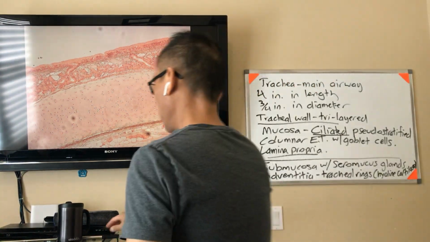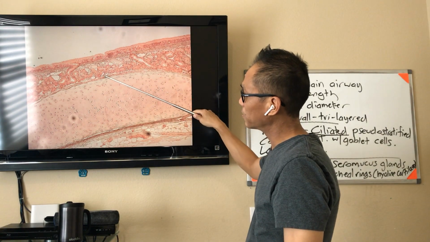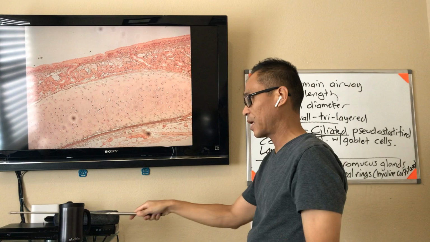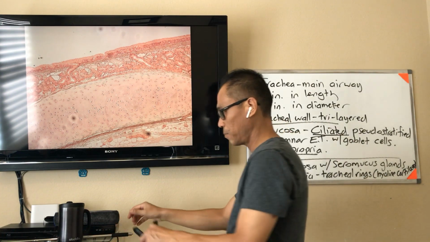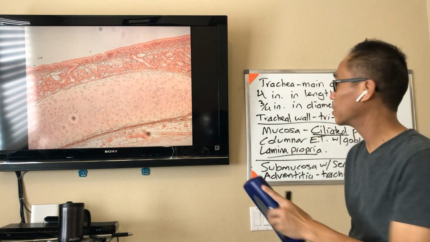Once again, to review, mucosa, submucosa, adventitia. And everything I've noted here is all you got to know in terms of the contents. So I want to erase this.